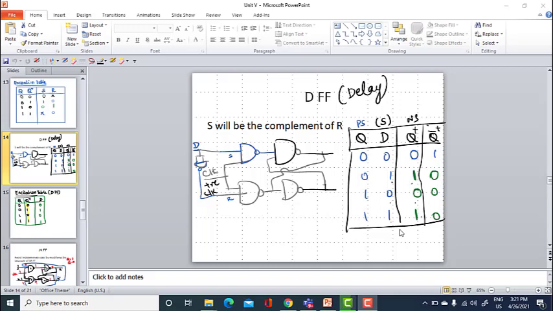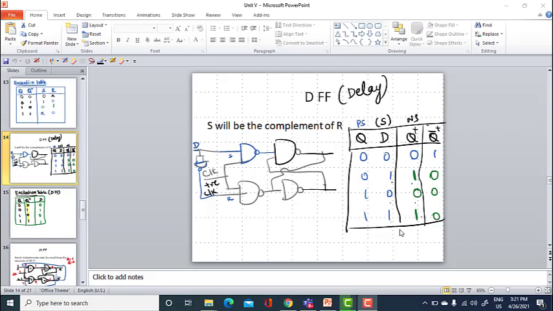Hi students, in this video we are going to see about a delay flip-flop. Delay flip-flop is just a simple modification of your SR flip-flop. What is the disadvantage of SR flip-flop? We will be having an indeterminate state. Why is that indeterminate state coming?